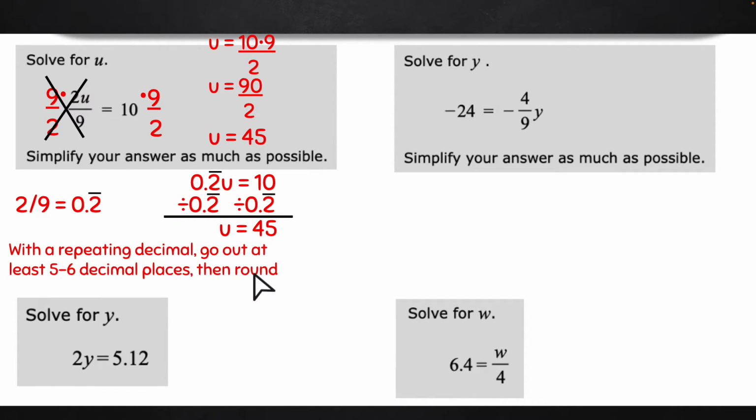So just make sure that you're moving it out far enough so that when you get this answer, so if I go out 0.22222, like 5 2s there, when I'm dividing, I'll get 45.00000 something, some decimal, and I know, okay, I'm just going to round that off to 45. If you just do 10 divided by 0.2, you might not get the right number there. So just, again, be very careful about that idea because it can kind of get you a little messed up on the rounding if you're not paying attention.